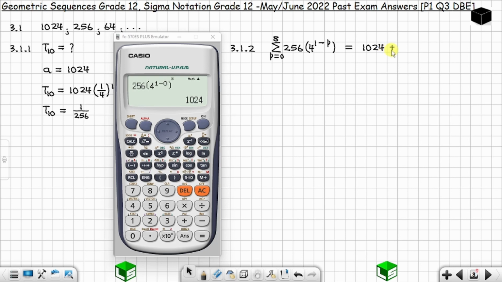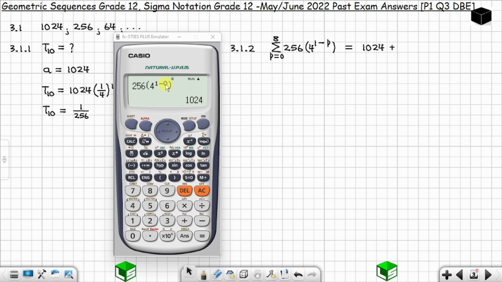This is why you must have plus, because you are getting a series. Okay, now let's get the next term, which is T2. So after substituting p equal to 0, you are going to substitute p equal to 1. So you start from 0, 1, 2, 3 until p equal to 8. But we want to get only the first three terms.